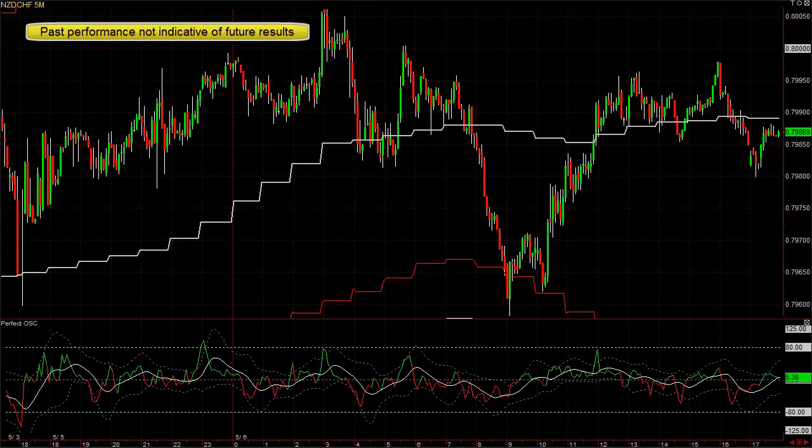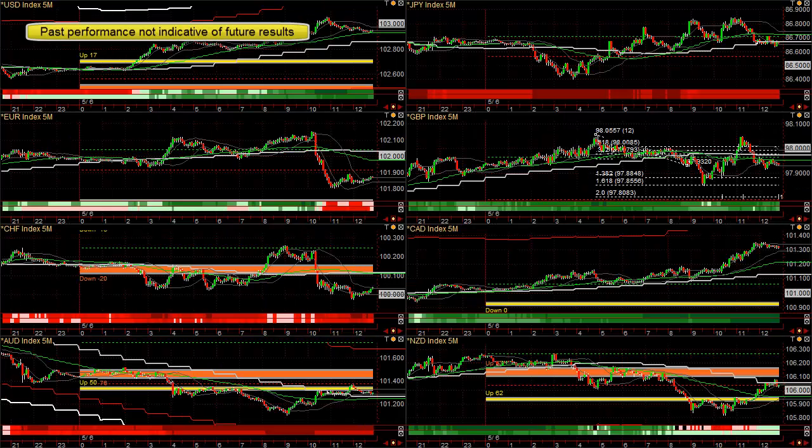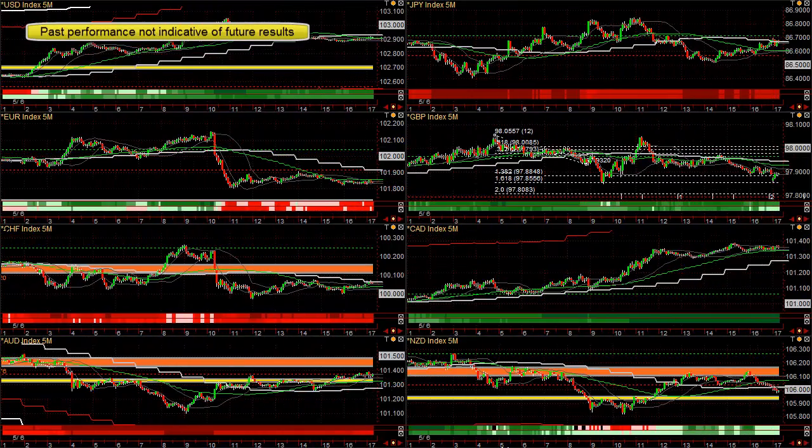Now, don't worry so much about winning percentage. Worry more about having bigger wins and smaller losses. That's the real key to trading.